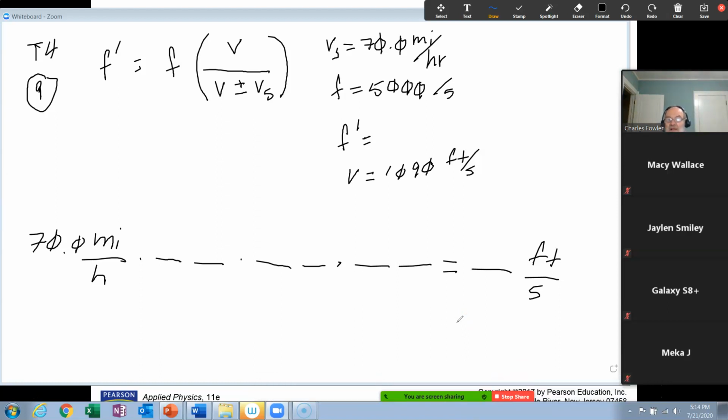Name a unit we need to convert. On the left, you got miles per hour. On the right, you got feet per second. Name just one of the units we need to convert. Anybody?